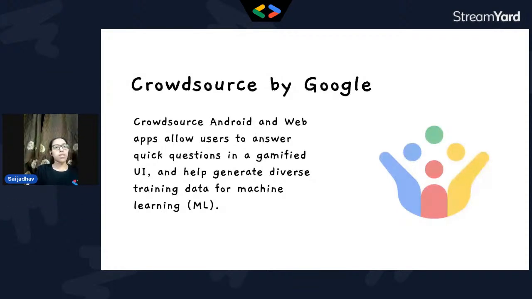Crowdsource asks short, simple questions relevant to your life. Services such as Google Translate, Google Maps, and Google Search. Our activity is driven by the machine learning algorithm and it is defined in micro tasks.